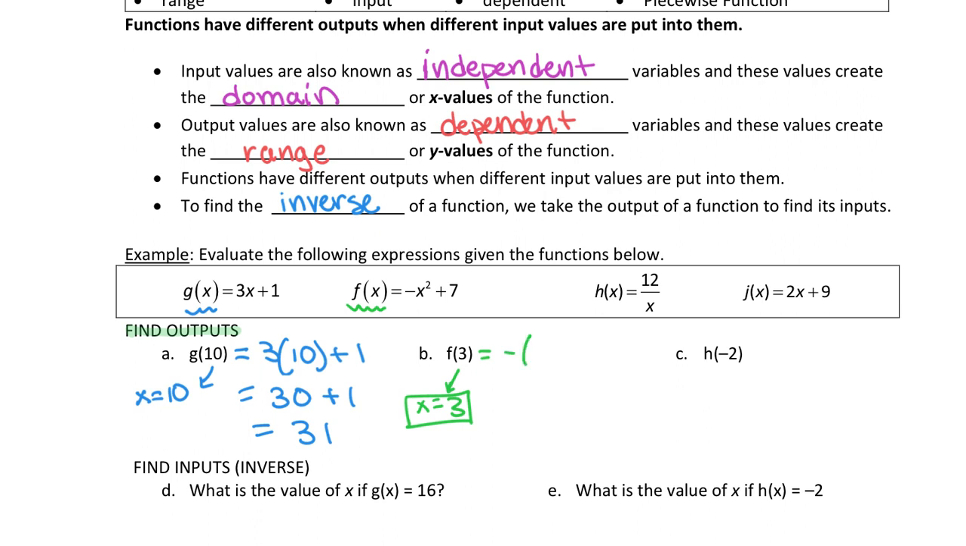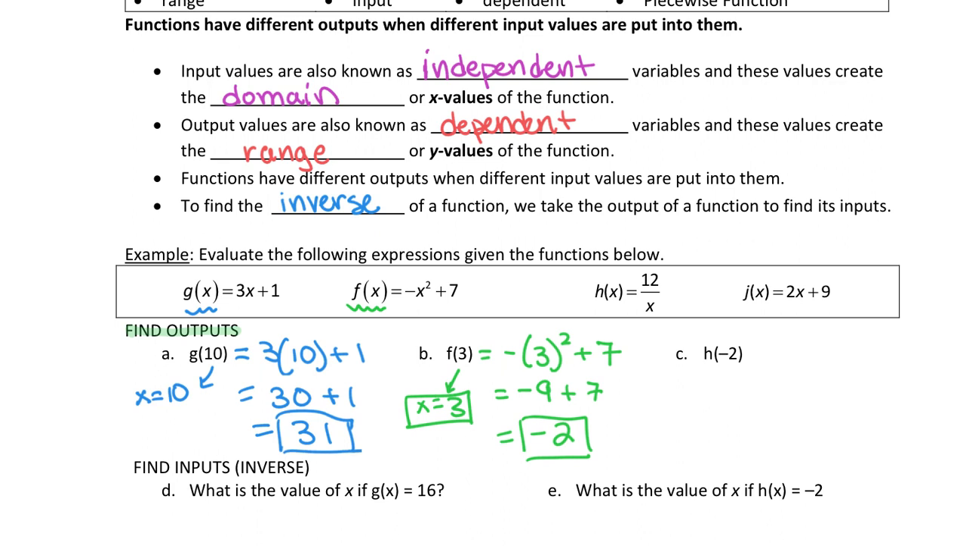Now be careful, I've got that negative. That's why it's so important to use parentheses here. So I'm going to square that 3 and add 7. This negative is still there. So 3 squared is 9. That creates a negative 9 plus 7. Negative 9 plus 7 is negative 2. And that's my final answer right there. Forgot to put a box around my 31 over here.